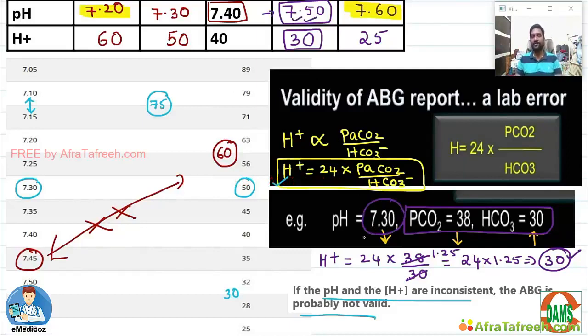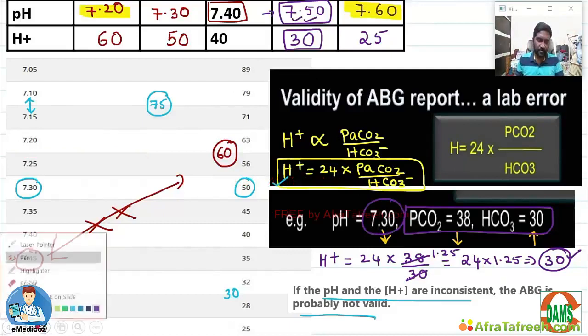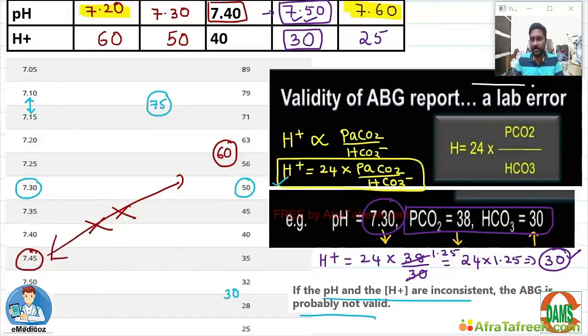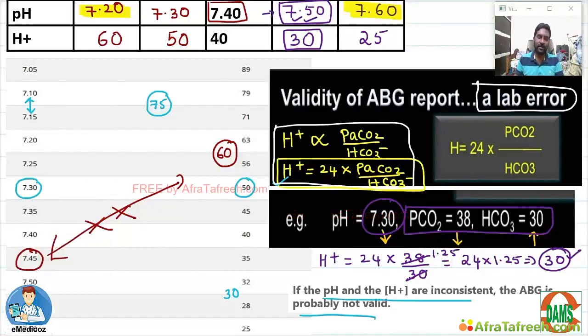But given pH in the question is 7.30. It means most probably it is a lab error. So what you should know is whenever you are calculating the H plus, it should correlate with the given pH. Now suppose if you got H plus as 60, it should correlate with the pH of 7.20.